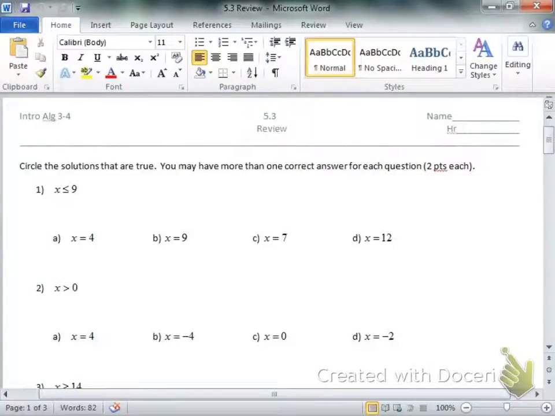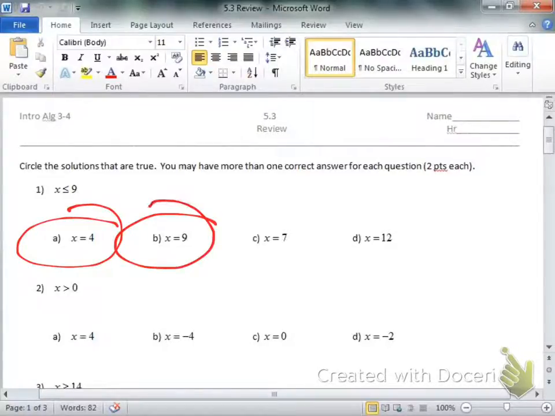Alright, so the first section you're supposed to circle the solutions that are true. So x is less than or equal to 9. Which ones work there? A, B, C, very good. 4 is less than or equal to 9. 9 is less than or equal to 9. And 7 is less than or equal to 9. 12 is not, so don't circle D.